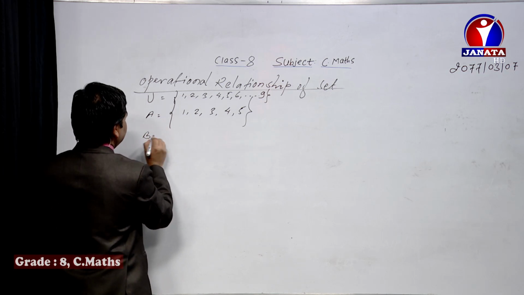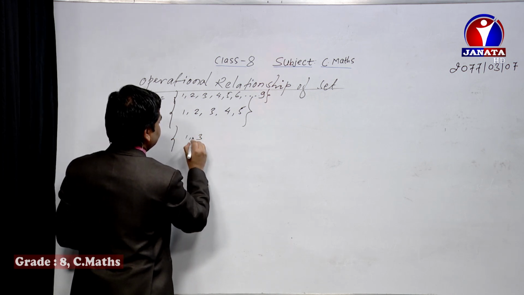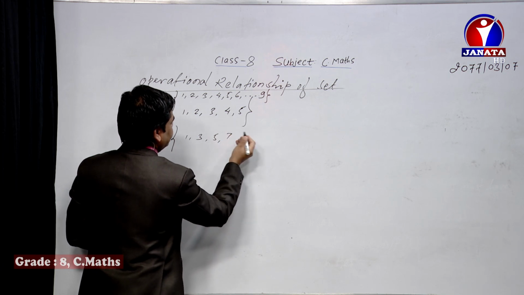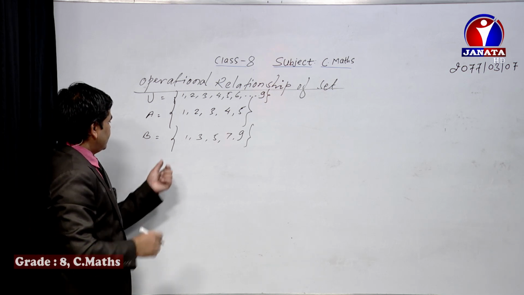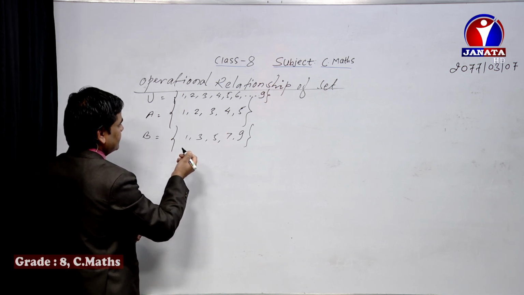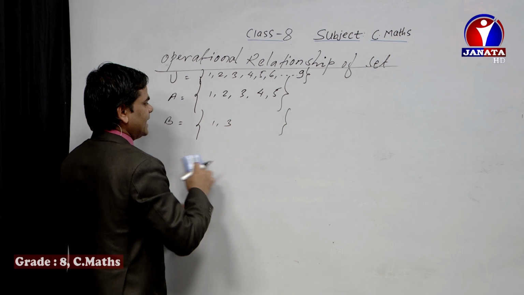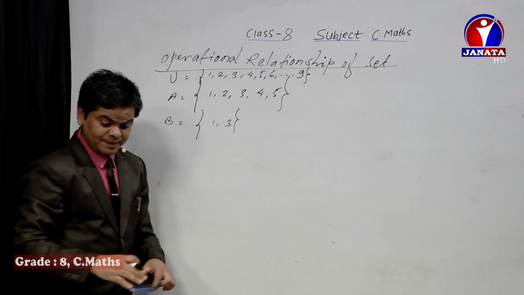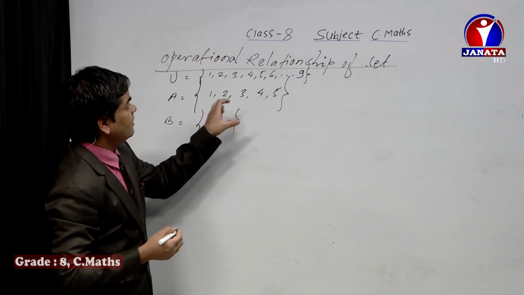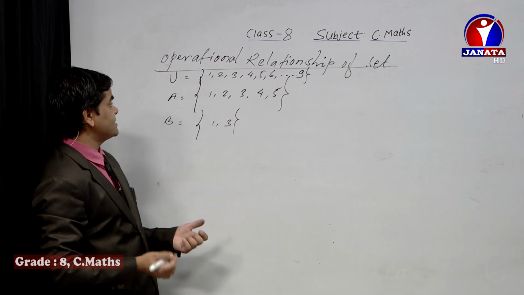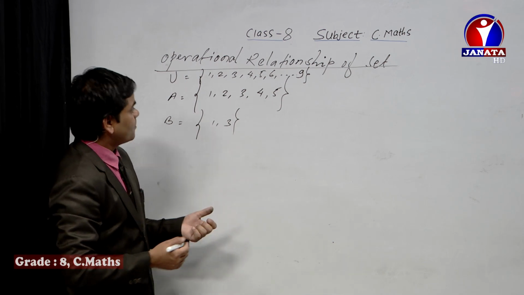Now let's take another subset as B: 1, 3, 5, 7, and 9. I'm going to erase this one. I will keep just 1 and 3, so that it will be the relationship of proper and improper subset. If you have to keep these elements in a Venn diagram, what happens? What type of relation can be seen in case of improper subset and in case of proper subset?